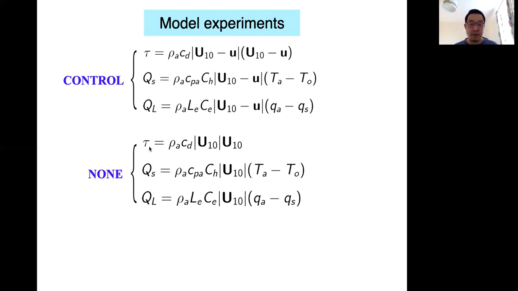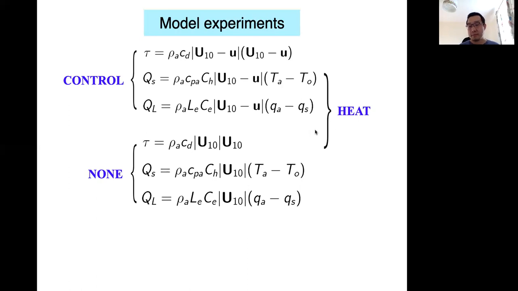which actually just means in none of the bulk formulas is ocean surface current accounted for. So the calculation is based on 10-meter wind alone for wind stress and also turbulent heat fluxes. And then we conducted a third experiment, which is called heat. It just means in the heat experiment, ocean surface currents are taken into account only in the heat flux calculation, but not in the wind stress calculation.